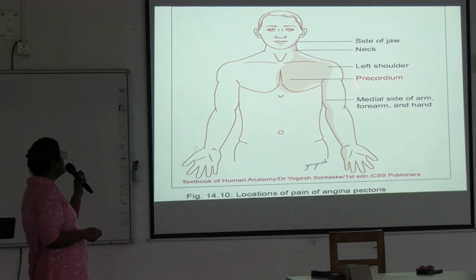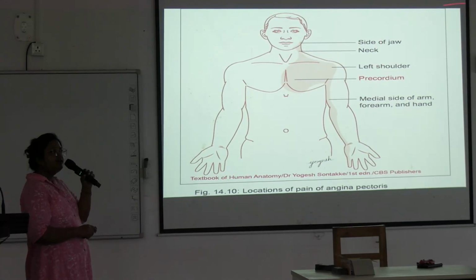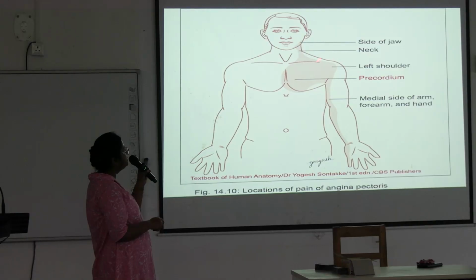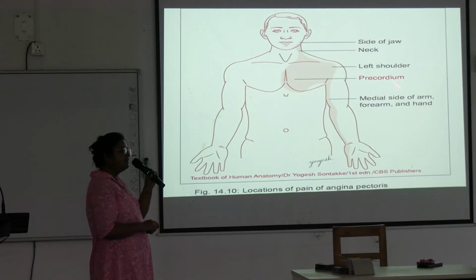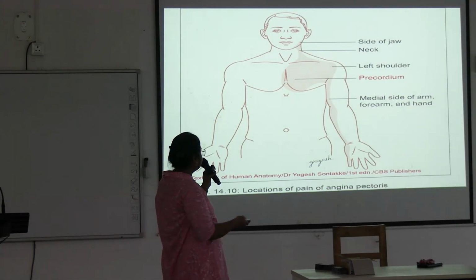These are the locations of pain of angina pectoris: in the left part of the chest, going towards the left shoulder, the inner aspect of the left arm and forearm. So these are the locations of pain for angina pectoris. Next.